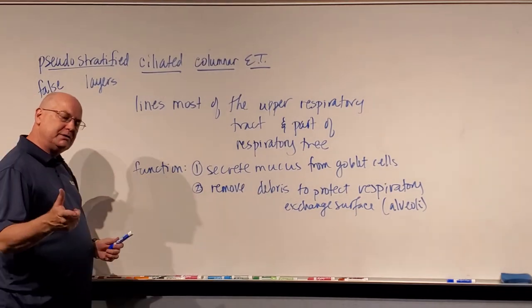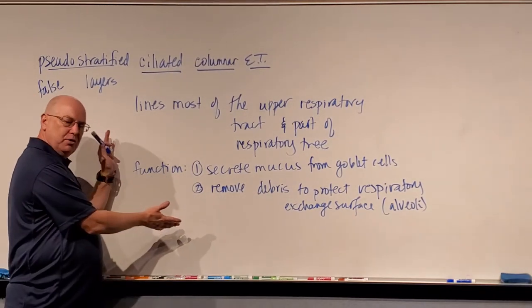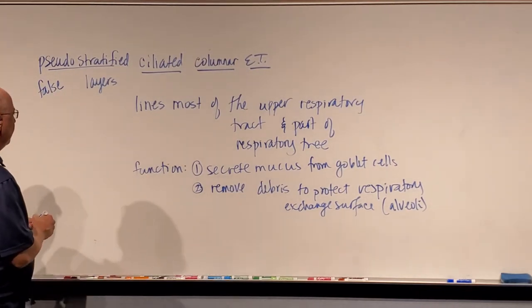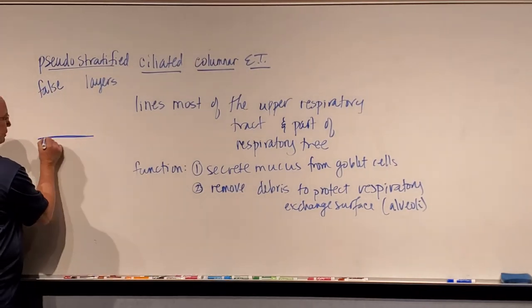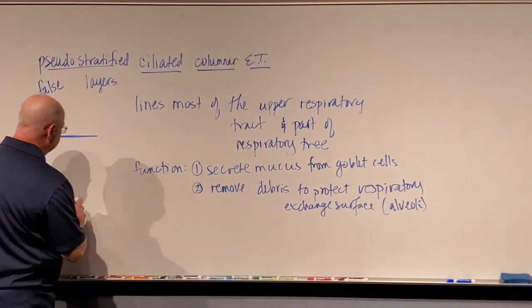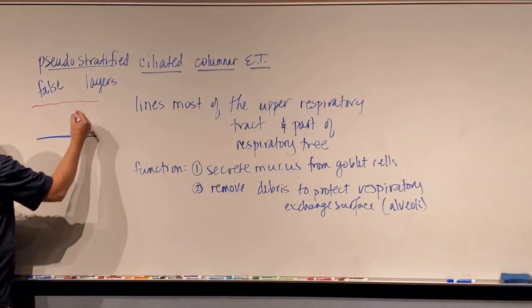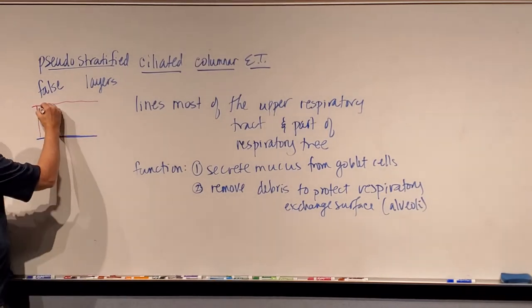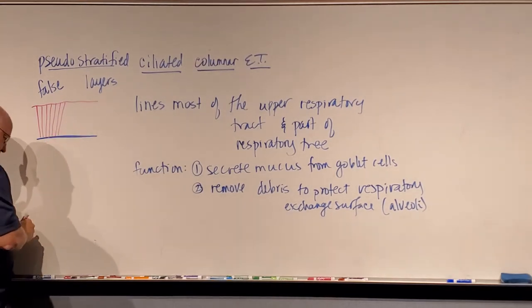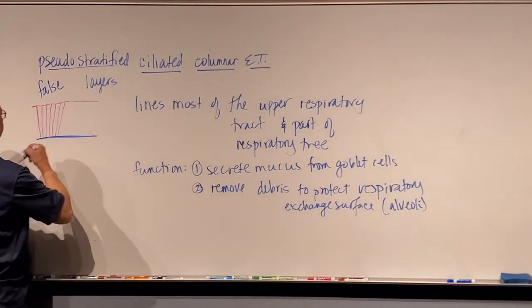So let me explain something to you. I'll talk a little bit more about this, and then we'll be done with these tissues for now. If I could look at a basement membrane somewhere in the human body, and I were to look at a layer of tissue, the free edge is far away, the cells all come down like this, then I would see nuclei like this.